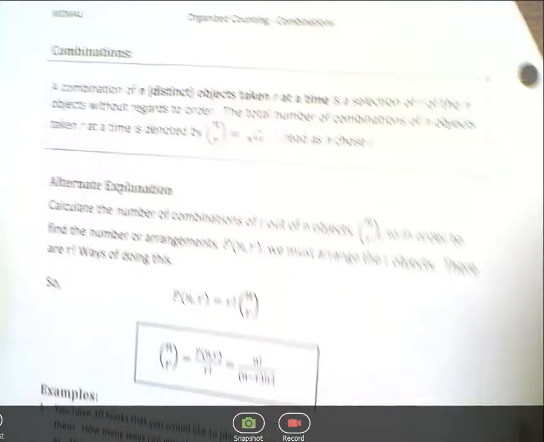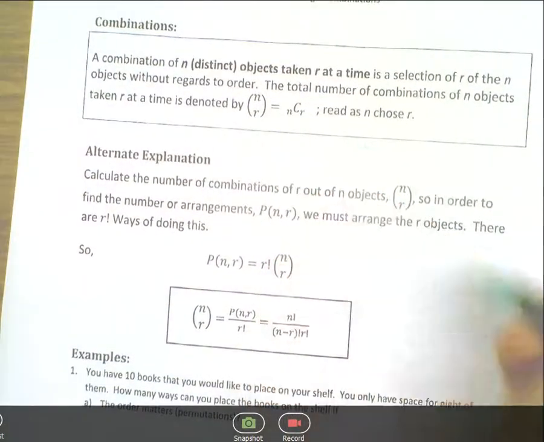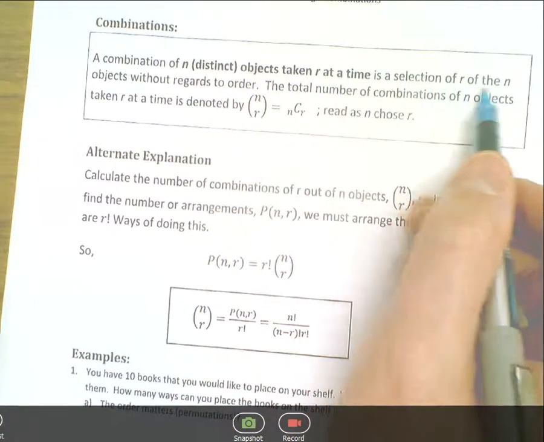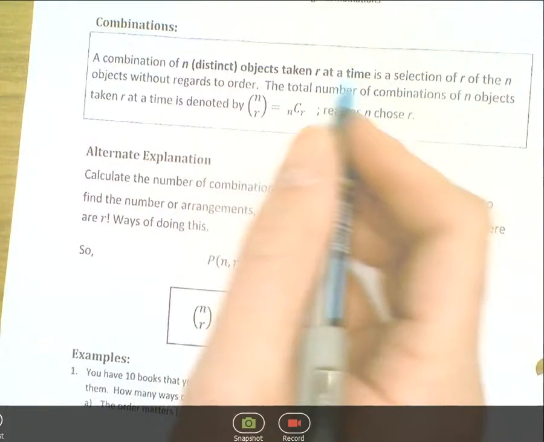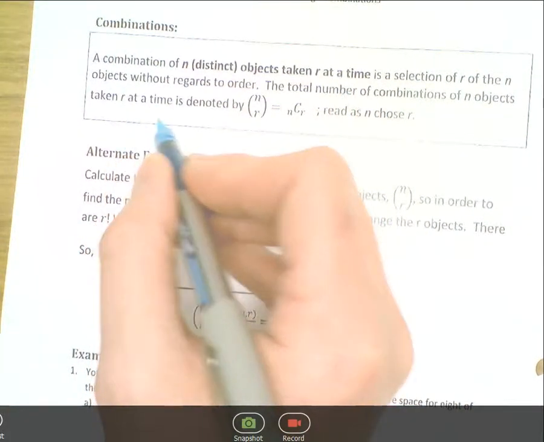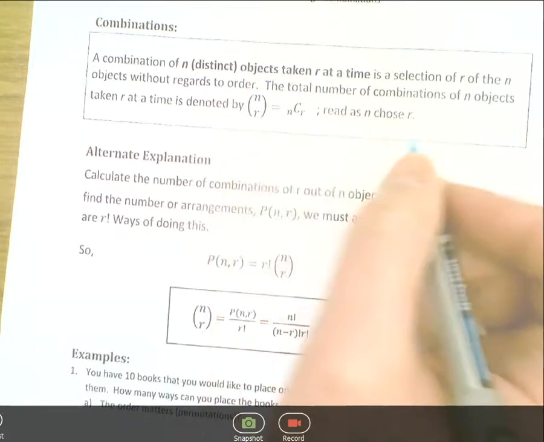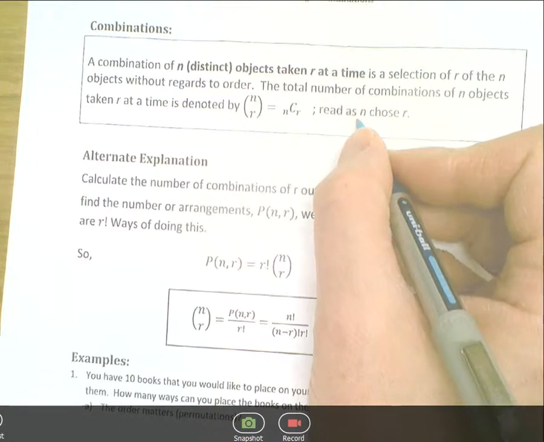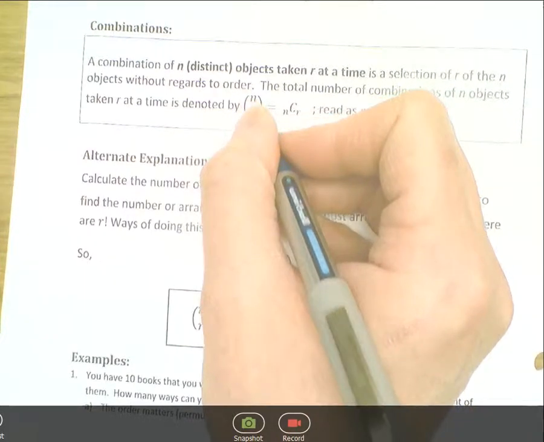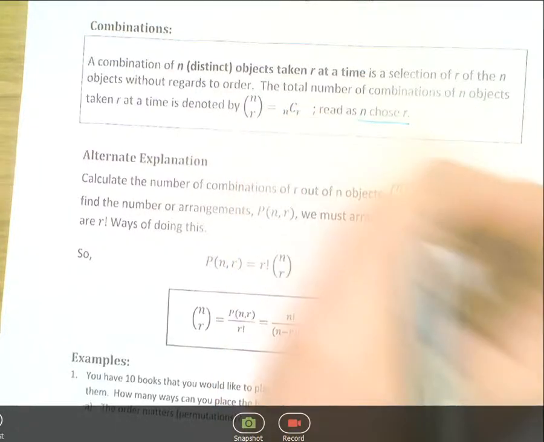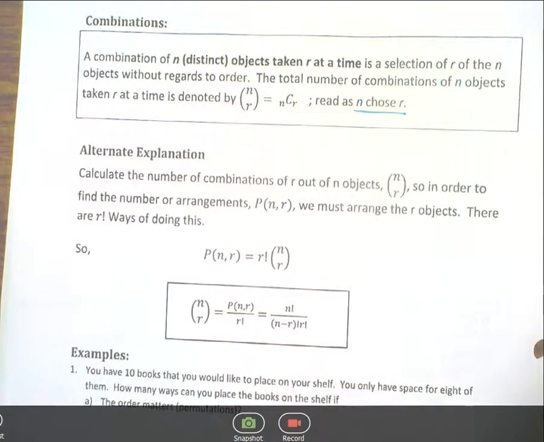All right, so what is a combination? Well, a combination is n distinct objects taken r at a time, the selection of the r of the n objects without regard to order. The total number of combinations of objects taken r at a time is denoted by n choose r, or nCr. We read it as n choose r. On your calculator, it's nCr.